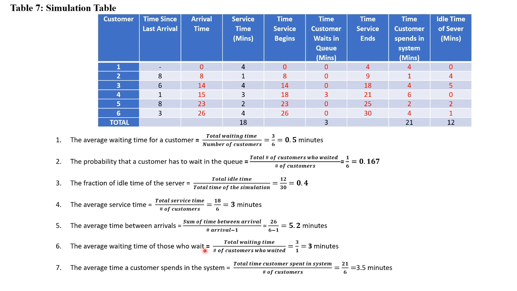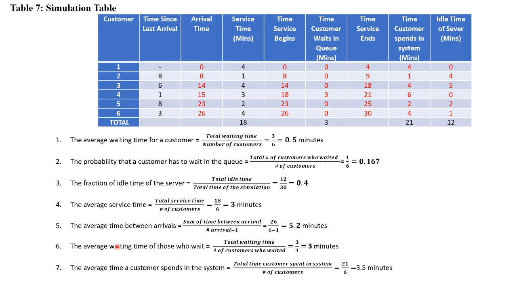The average waiting time of those who wait. For those who wait in the system, the average waiting time is equal to total waiting time divided by the number of customers who waited. Sorry, it's only one customer who waited, and the total waiting time is 3. So the average waiting time of those who wait is equal to 3 divided by 1, which is 3 minutes.